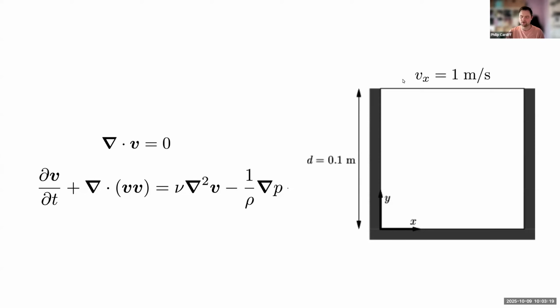So conceptually, how you can imagine this being applied is maybe like a conveyor belt moving along the top of the fluid, pushing it to the right. So this is a standard test case in CFD, and this is the first one we're going to look at in OpenFOAM.